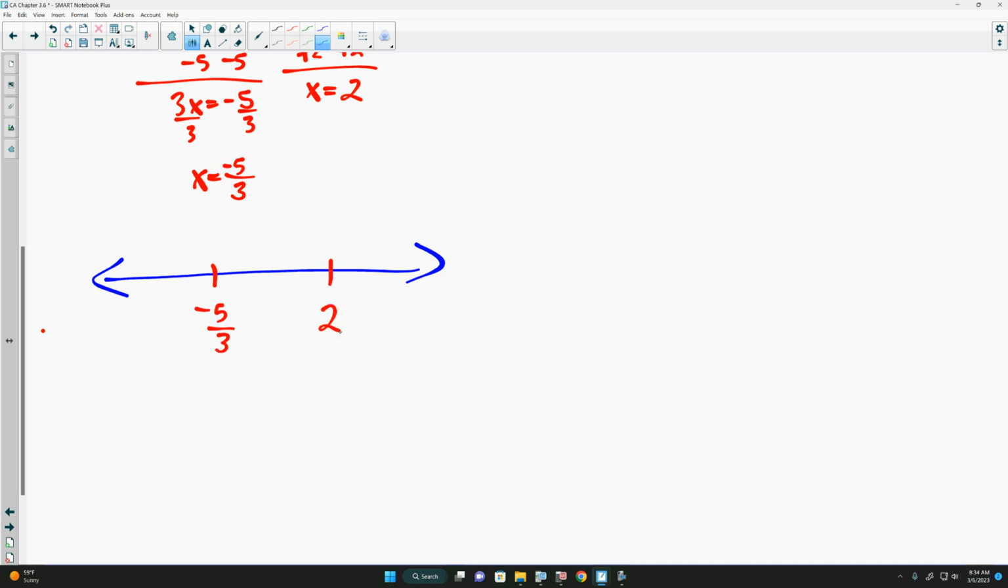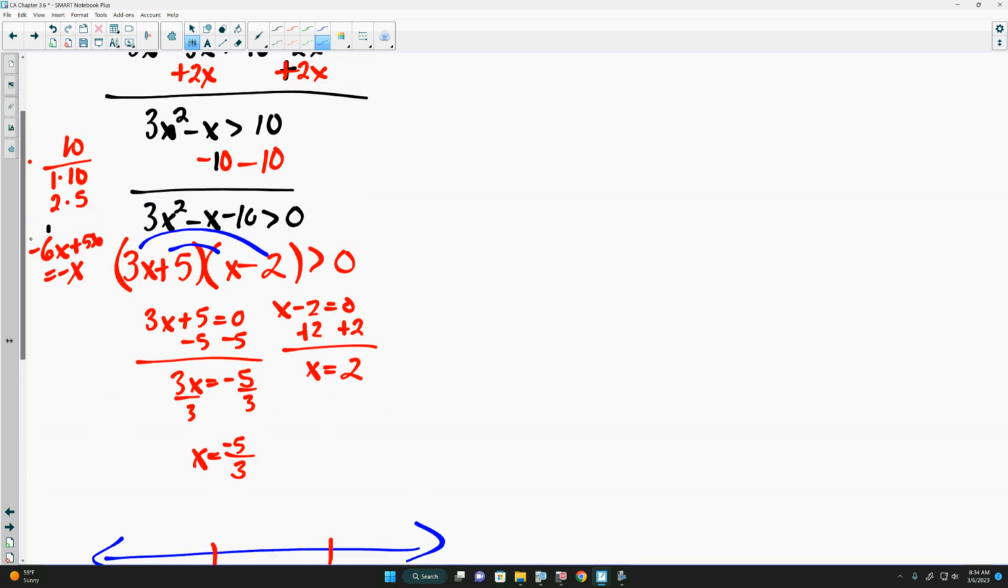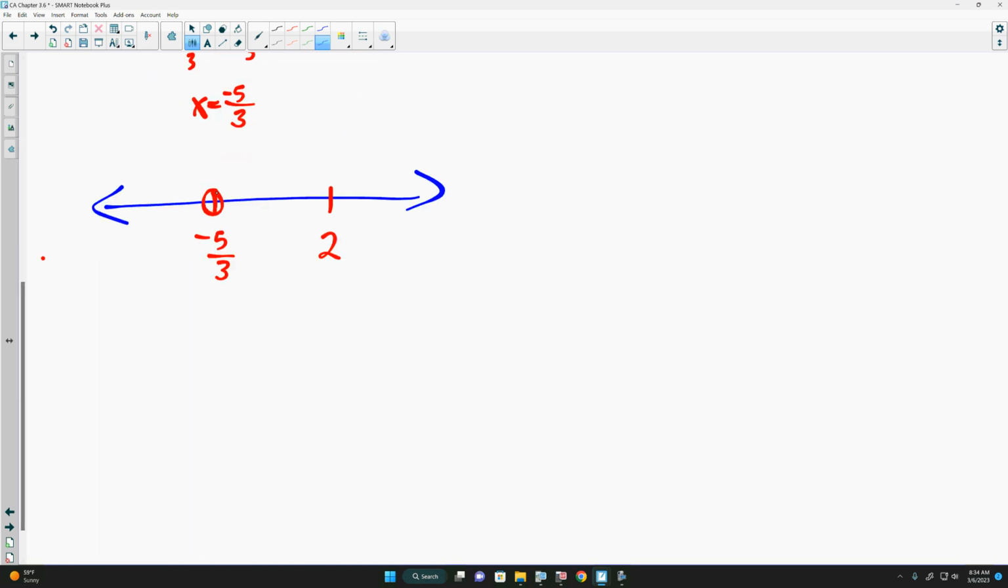Negative 5/3 and 2. Now we know it's not equal to, so both of these are open. And if we didn't have access to the graphing calculator, what we would do with this here is pick points between them. So I know that 0 is between these here, 3 is between these here, and negative 10 is over here. And what I would do is plug it back into the original formula.